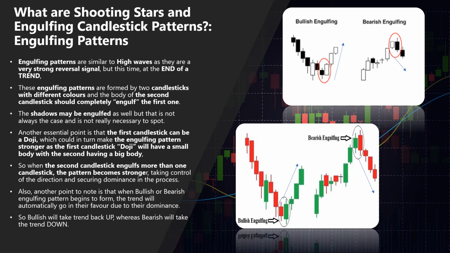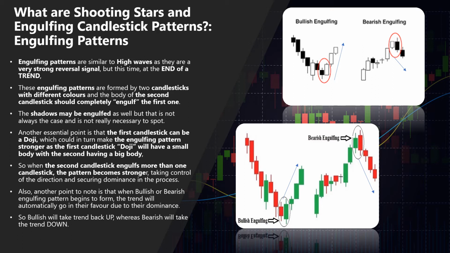2. Engulfing pattern. This pattern is a very strong reversal signal at the end of a trend. Engulfing pattern is formed by 2 candlesticks with different colors. The body of the second candlestick should completely engulf the first one. The shadows may also be engulfed, but it is not necessary. The first candlestick can also be a doji. Engulfing pattern is stronger when the first candlestick has a small body and the second candlestick has a big body. Also, when the second candlestick engulfs more than one candlestick, the pattern is even stronger.